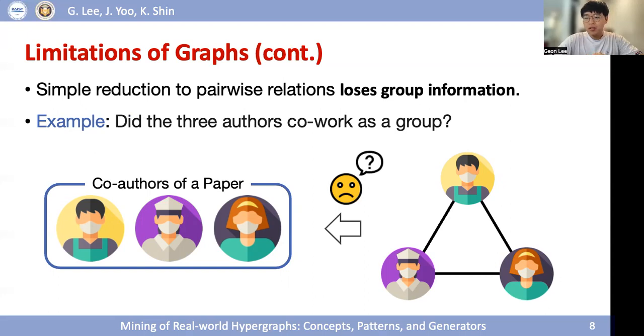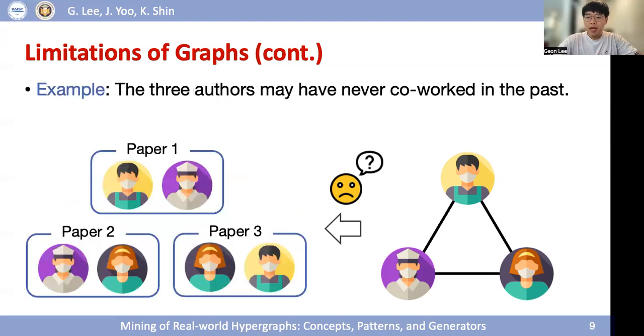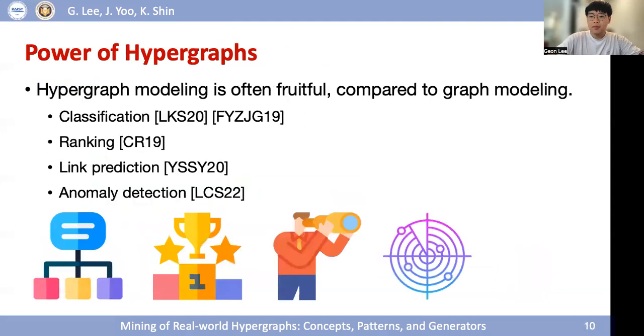However, this simple reduction to pairwise relations loses group information. This means that from the graph on the right-hand side, we are not sure whether there was a group interaction among the 3 authors. Instead, every pair of them might have collaborated to publish 3 papers. From this example, we can see that since graphs can model only pairwise relations, they cannot properly model group information. In other words, we cannot accurately recover the group information from pairwise graphs, so we can say that there is an information loss during the transformation into graphs.